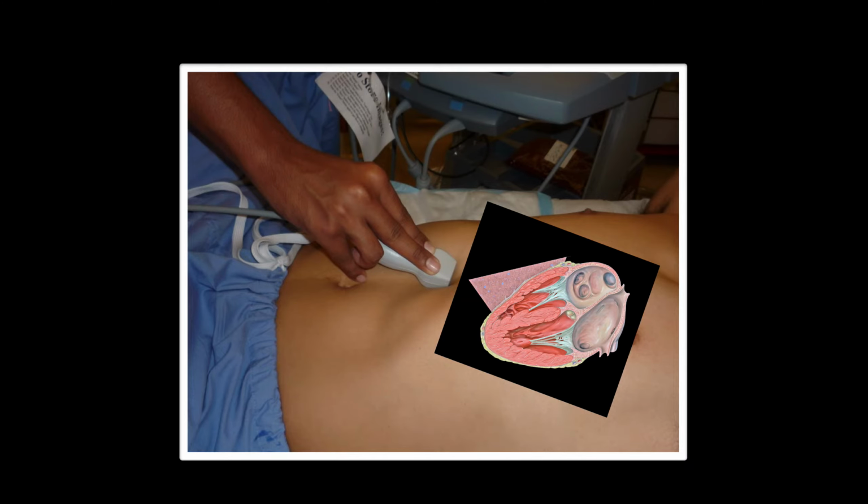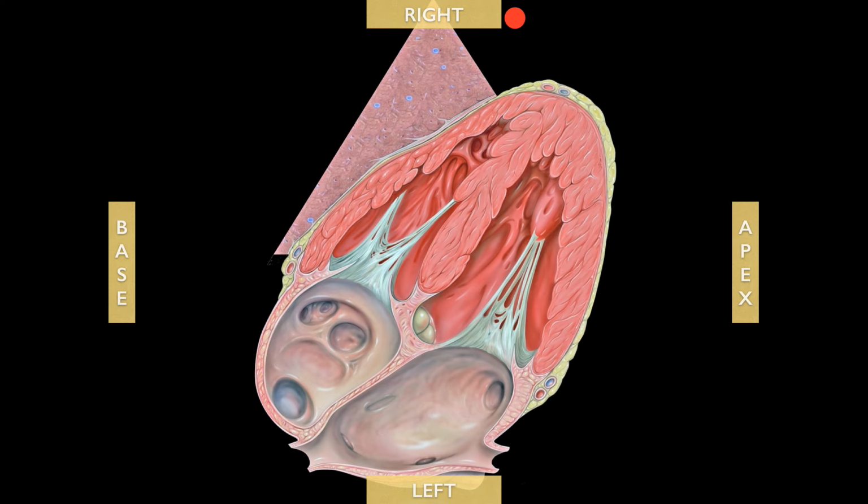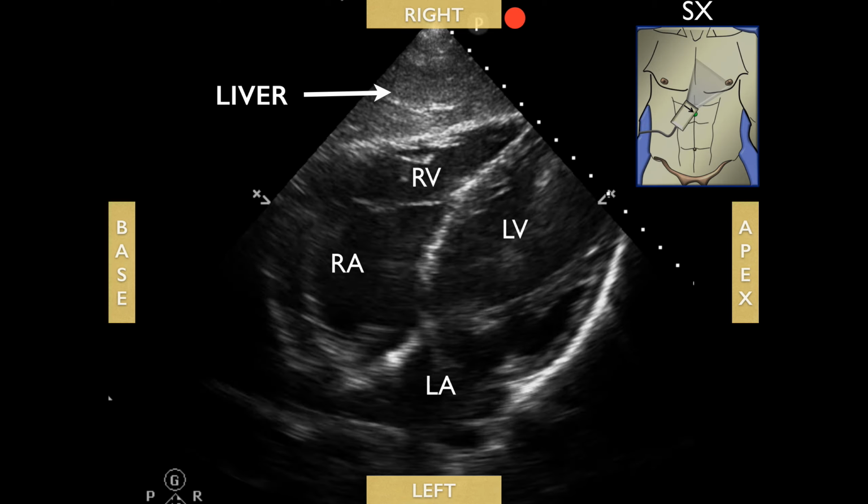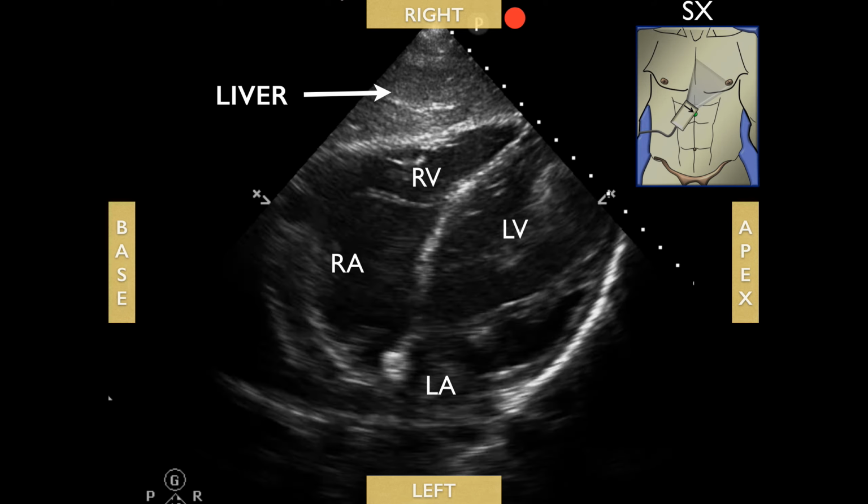And this is kind of a schematic of what it would look like, or what we're scanning. And this is what you're going to see on the subxiphoid view. And the structures you're going to identify are, one, the liver, so you have to go through the liver before you see any of the other structures, as well as the right ventricle, right atrium, left ventricle, and left atrium. And here's how it looks like in real time.